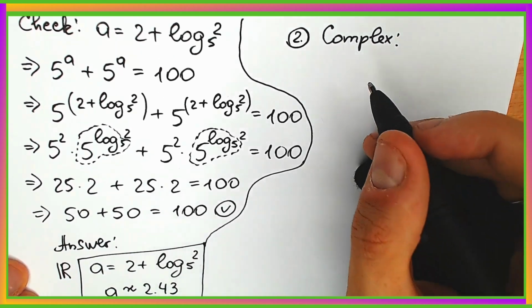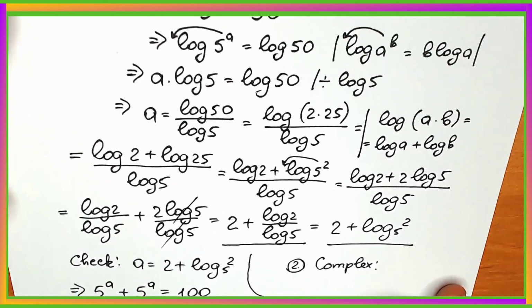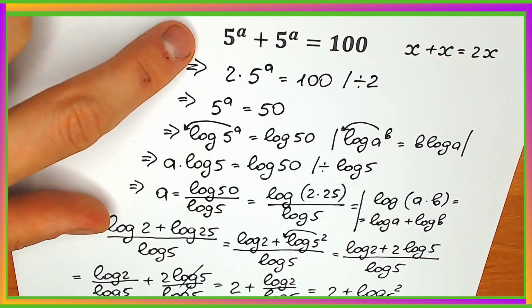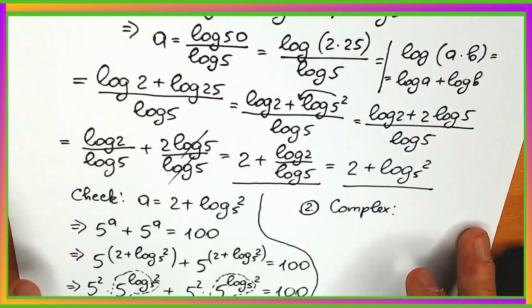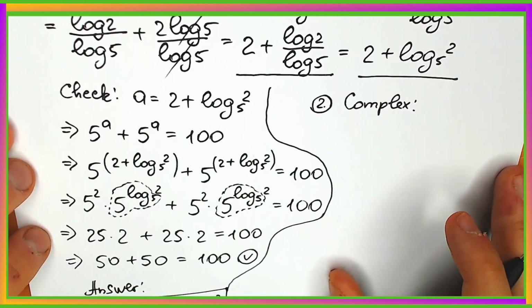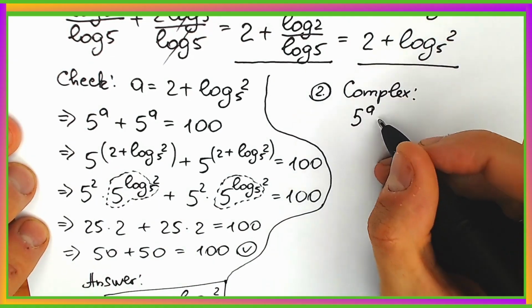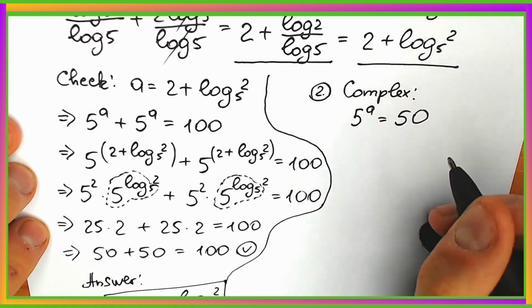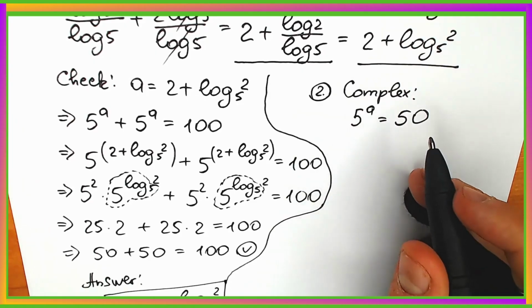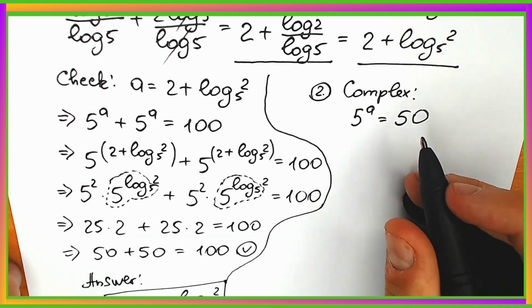First of all, I want to rewrite not this expression from the beginning, but this one: 5 to the power a equals 50. Right now, instead of this 5 to the power a, I want to write the next expression.